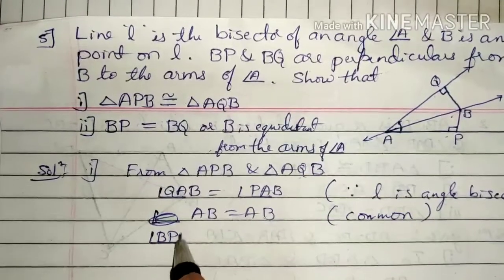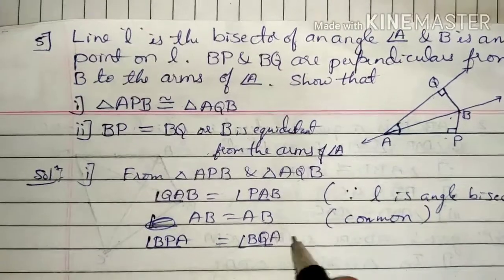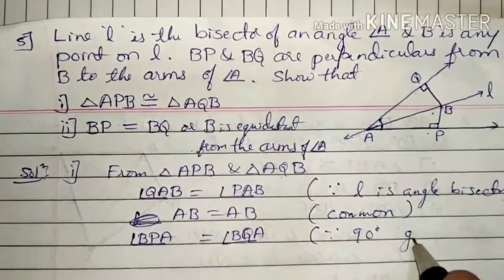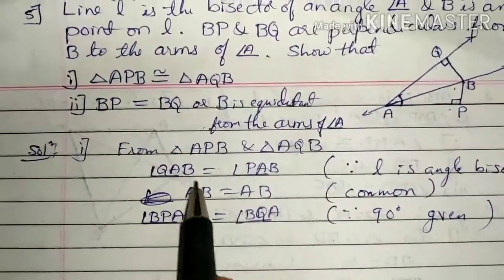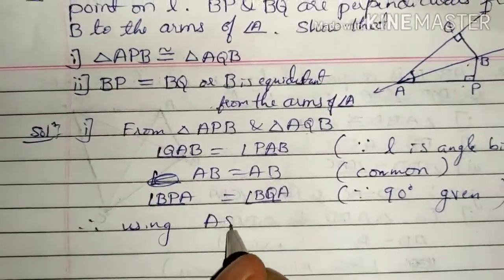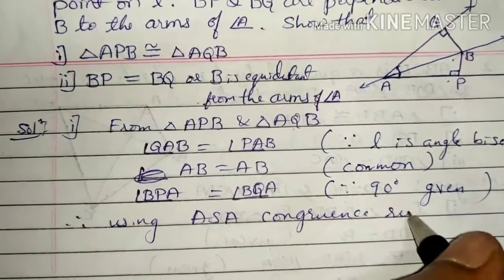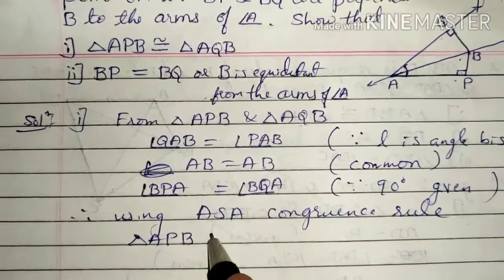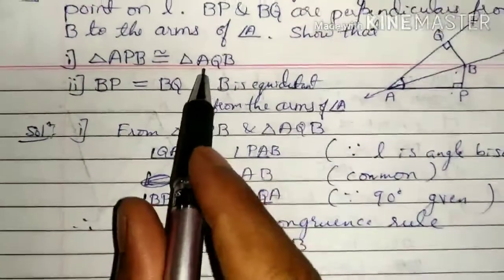Angle BPA is equal to angle BQA, because 90 degree is given. Given 90 degree, perpendicular means 90 degree. So therefore angle side angle, therefore using ASA congruence rule, what we can say, that triangle APB is congruent to triangle AQB. So that we have to prove here.